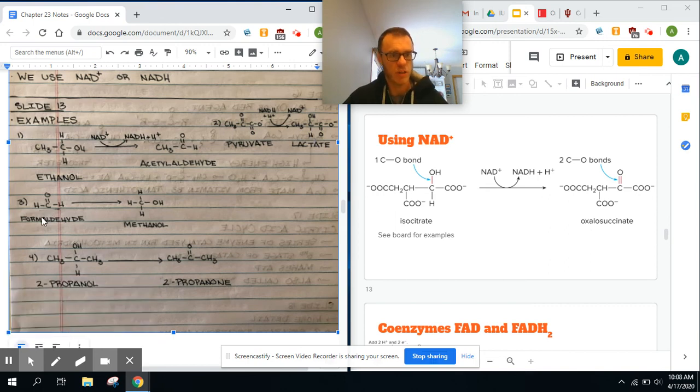Down here, we could talk about formaldehyde. What coenzyme are we going to use here? This one's going to be NADH plus H plus, because what are we doing? We're taking this ketone and we're making it an alcohol. Here, we're making an alcohol a ketone, or sorry, this is an aldehyde, sorry. So this is going to be oxidized.